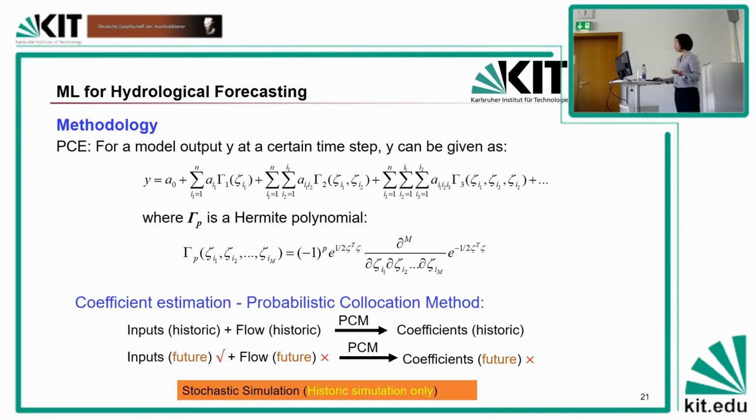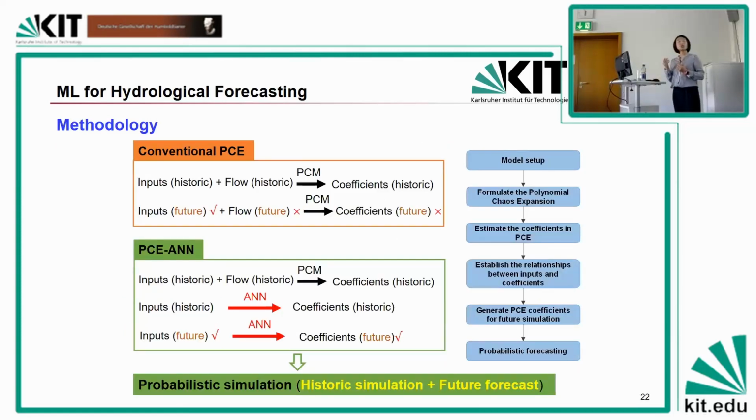So the solution that we came up with is we introduced the ANN, machine learning, into the whole uncertainty quantification process. Conventionally, you will have to actually get the flow value before you can estimate the coefficient and use the PCE method. But now, if you use ANN, you don't need future flow anymore. We can build a relationship between the coefficients and the historical input data, such as temperature, precipitation, wind, humidity. So that's what we did. We used the ANN to build the relationship.